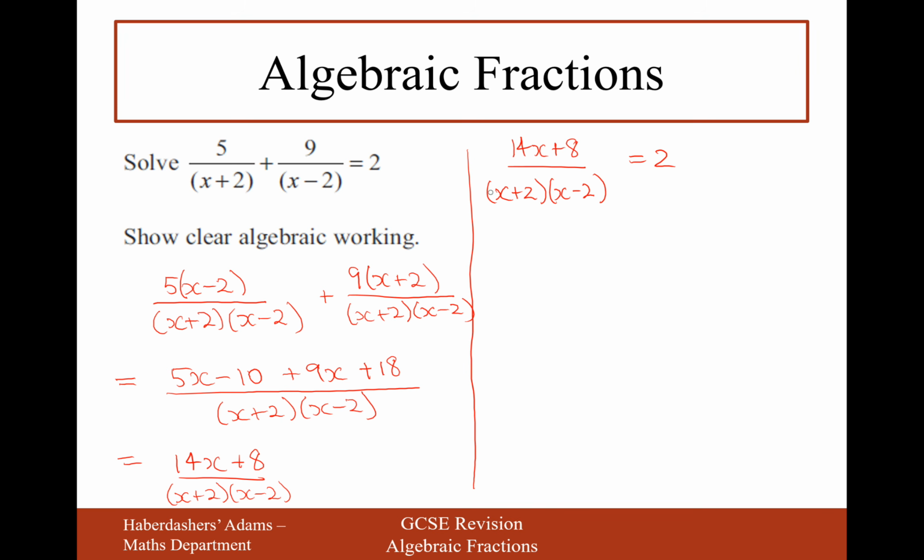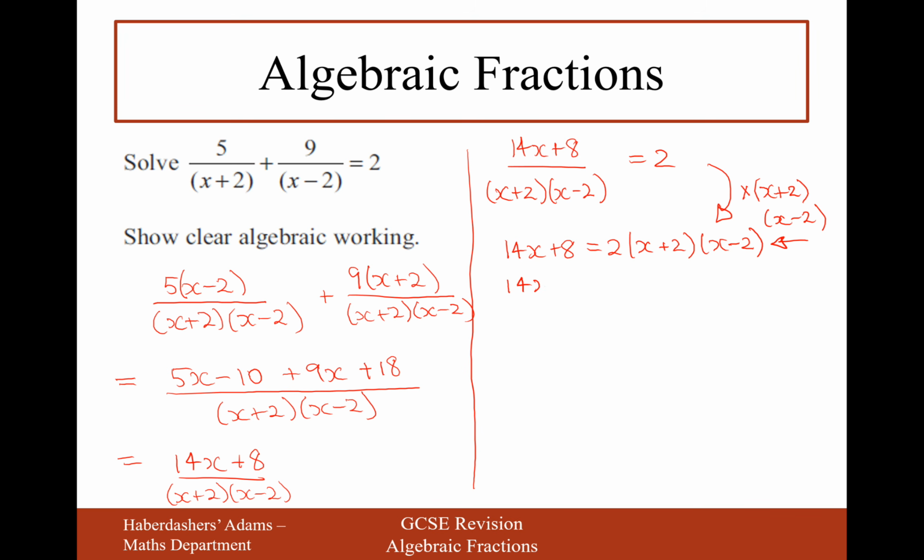equals 2. Now to move this denominator onto the other side, we're going to multiply it onto the other side. So multiply now both sides by (x plus 2)(x minus 2). So it's going to be 14x plus 8 equals 2 times these two brackets here. Now at this point here, you need to identify you've got yourself a quadratic equation, which means you need to expand all the brackets and move everything onto the same side.